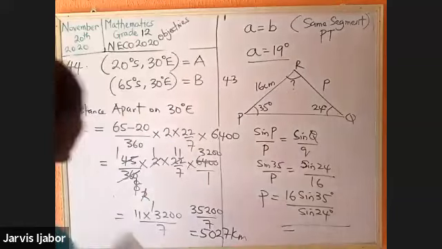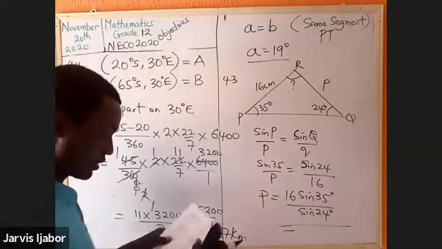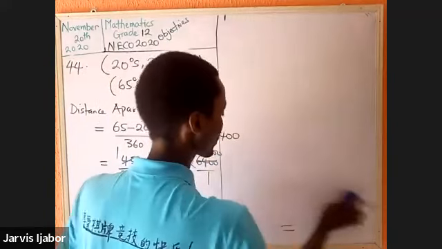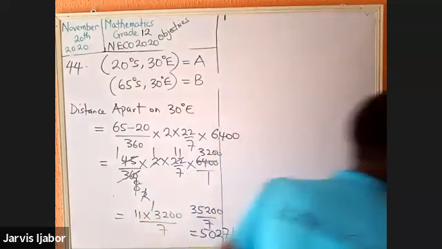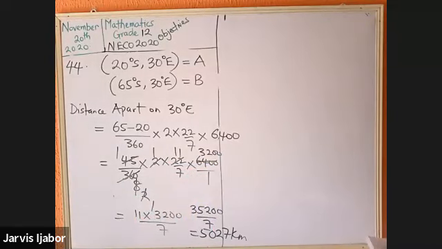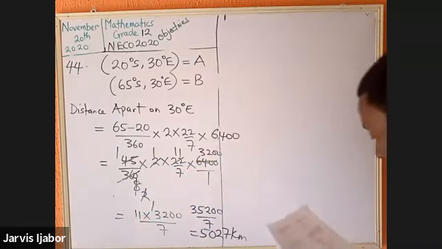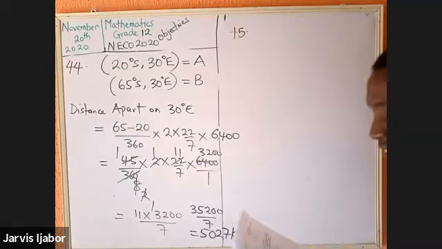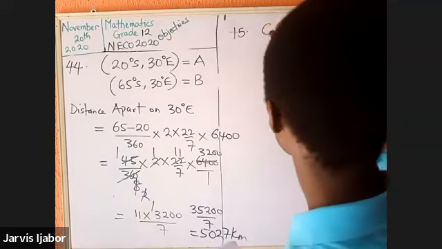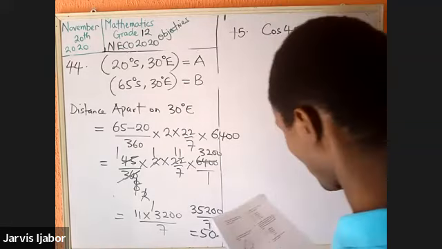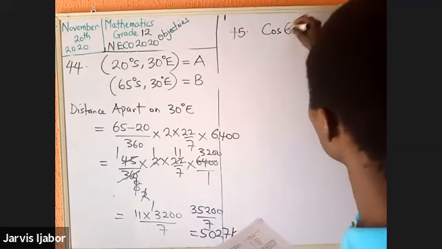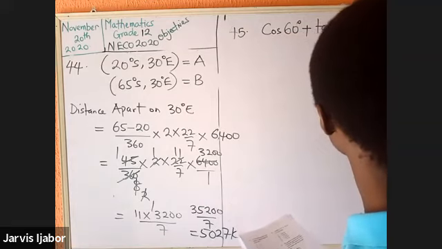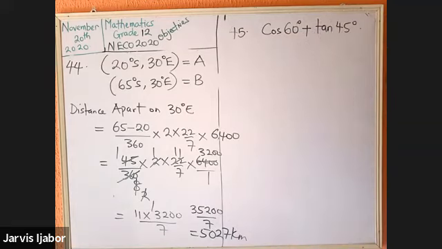All right, so that settles question 44. So the last question we're going to handle for this morning, we are told to calculate, without using tables, cos 60 degrees plus tan 45 degrees. We are told to find them.